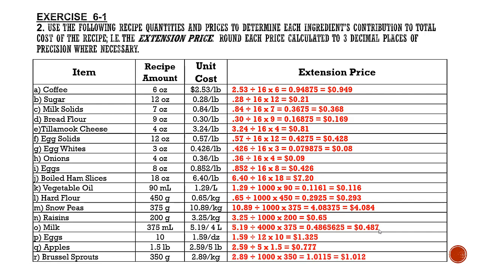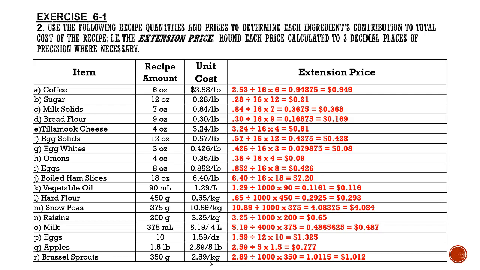And finish up with the Brussels sprouts. We paid $2.89 per kilogram. We need 350 grams. We're going to take the cost of 1 kilogram and divide it by 1,000. Of course, that's the amount of grams in a kilogram. That division will give us the cost of 1 gram. We then multiply it by the 350 grams that the recipe calls for, and we end up with a rounded answer of $1.012. There you go, extending the price.